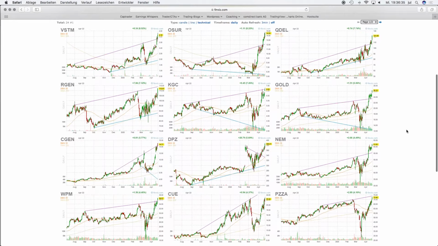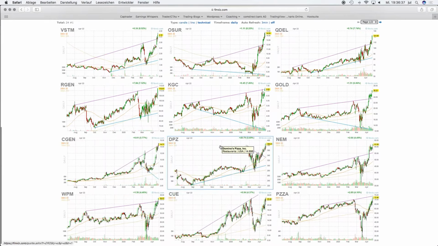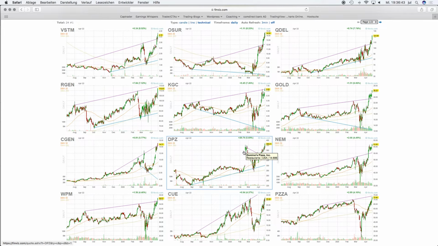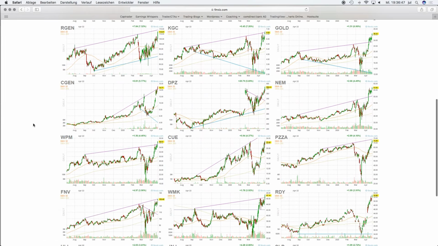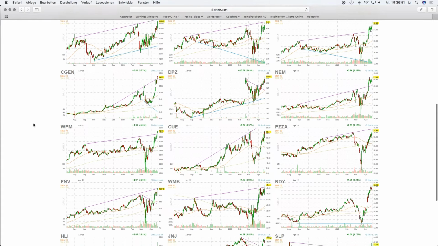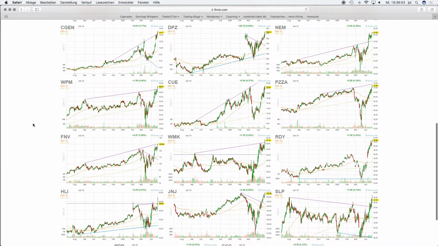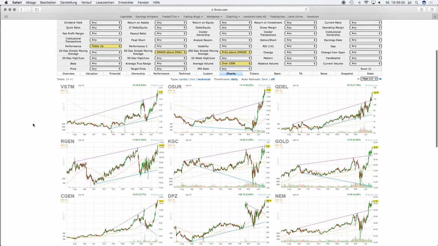So if I find, for example, here Domino's Pizza, I will go into a deep analysis, and then I decide if I buy the stock or put it on my watch list or whatever. But this is a screener I'm looking at on a daily basis to find stocks breaking out of consolidations.